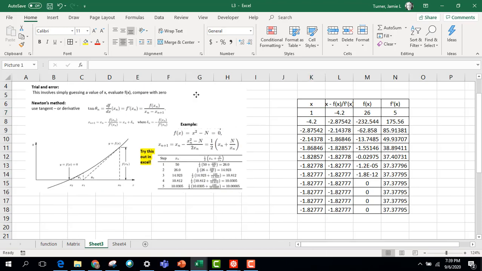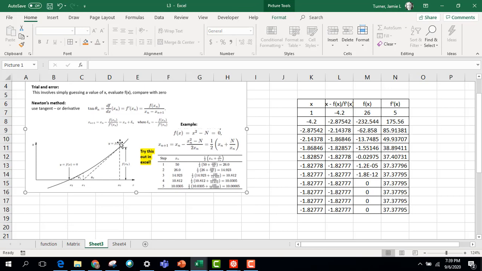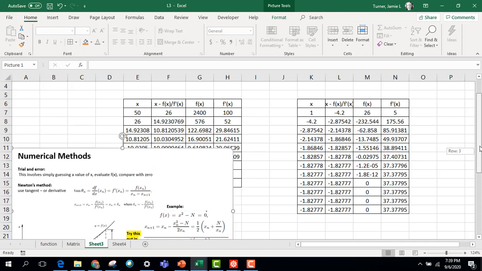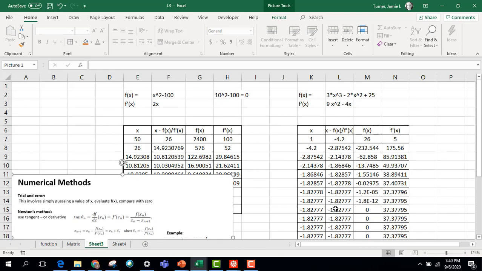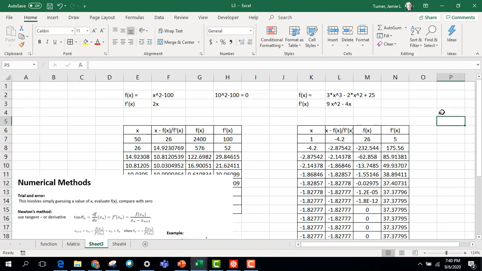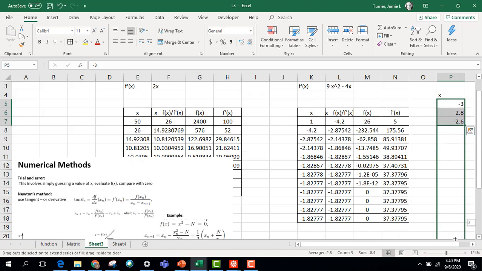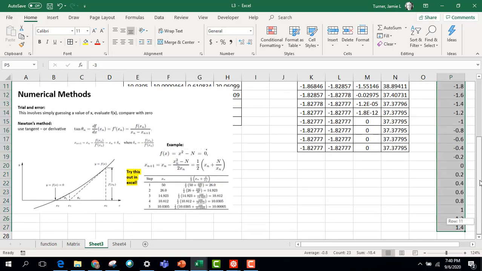And what we can do is plot this out, and we can actually see where this new function goes to 0, and we can check our answer. So it looks like it's going to go through 0 around negative 1.83. So I'm going to make a column for x. And I'll make a range for our x that's around that -1.83, starting with -3, -2.8, and then we'll see if we converge or not.